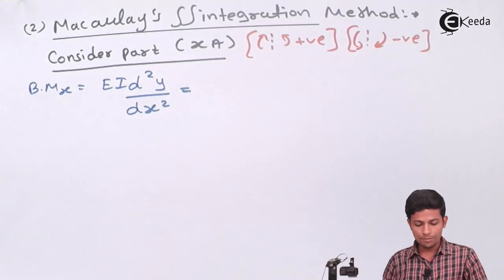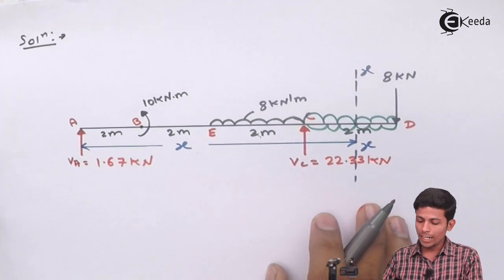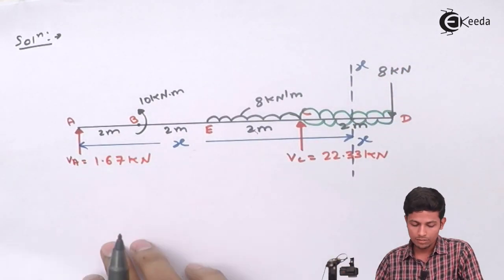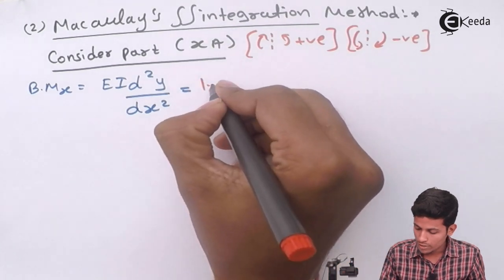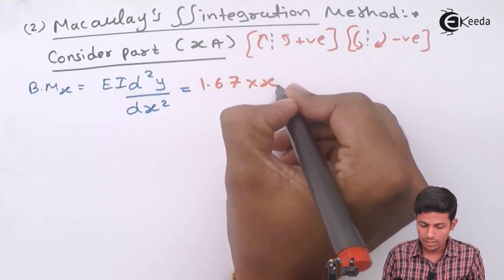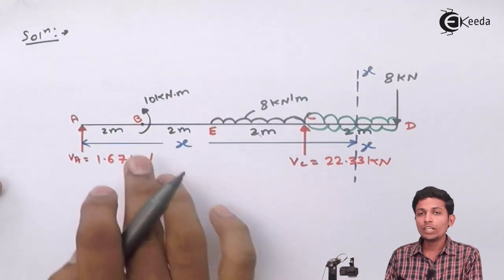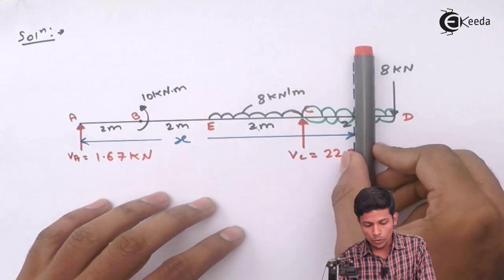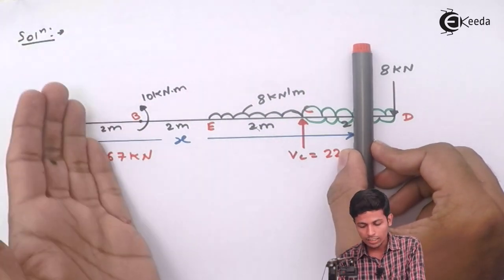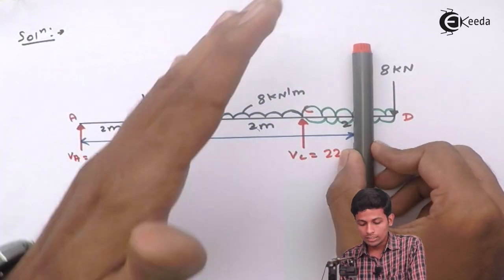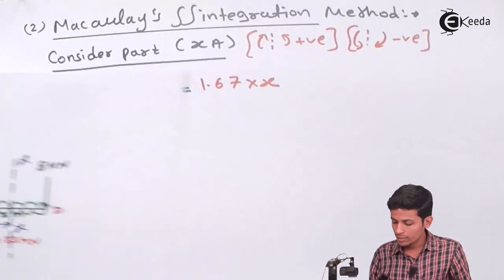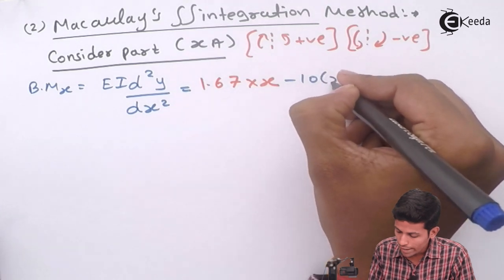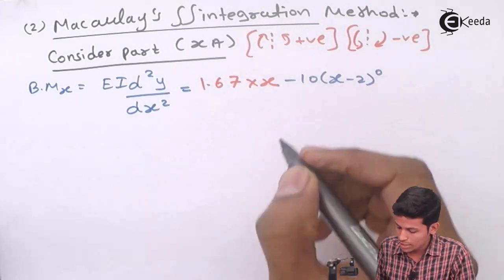Okay, now see, we are taking bending moment over here. So what value will come? 1.67 into x. After that, see this UDL. If you are taking the section over here, this will go in this direction, so it takes a minus sign. So minus 10 into (x minus 2) raised to 0. Please remember these things.